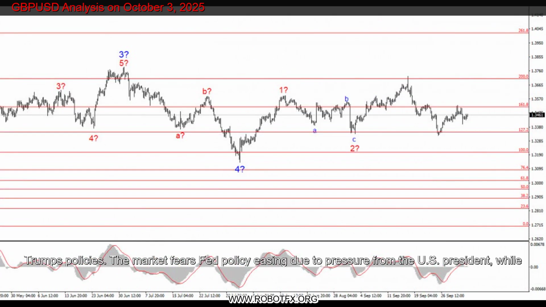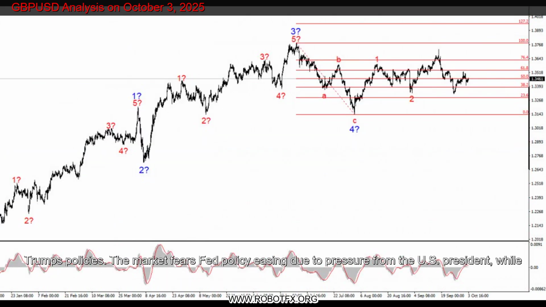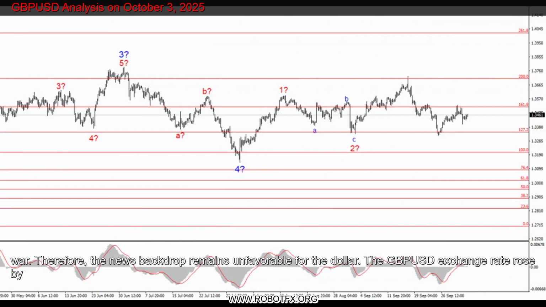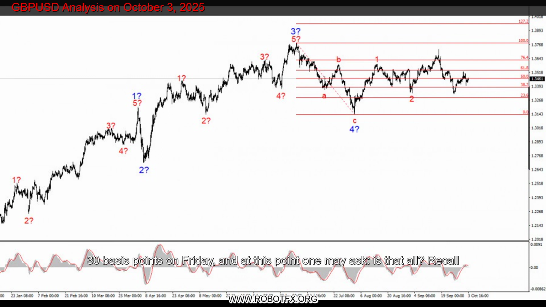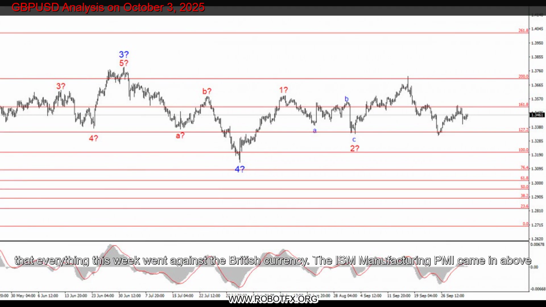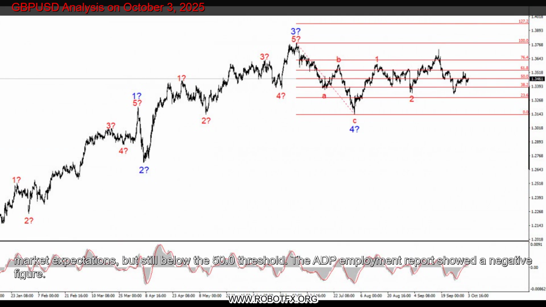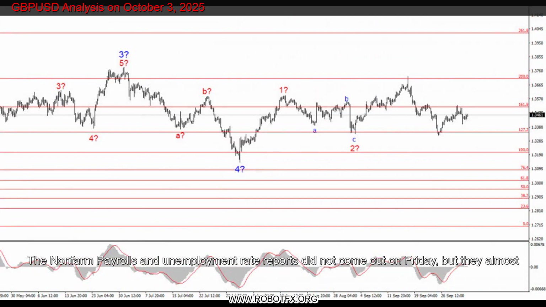The GBPUSD exchange rate rose by 30 basis points on Friday, and at this point one may ask, is that all? Recall that everything this week went against the British currency. The ISM manufacturing PMI came in above market expectations, but still below the 50.0 threshold. The ADP employment report showed a negative figure. The non-farm payrolls and unemployment rate reports did not come out on Friday, but they almost certainly would not have shown strong results. On Tuesday, the US entered a government shutdown, and on Friday the services PMI dropped from 52.0 points to 50.0. Was there even one report that could have boosted the US dollar?